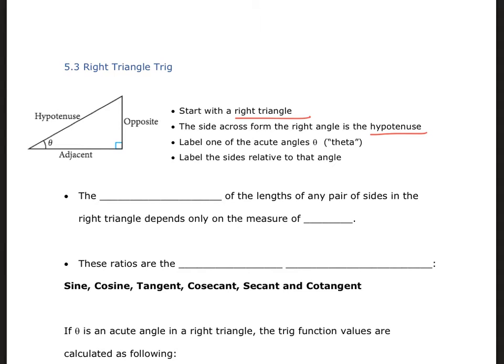So for the side that is opposite theta, we call it opposite. And for the side that is adjacent or next to theta, we call that adjacent. Okay, now getting to how we define trig function values, it is going to be based on the ratio of the lengths of any pair of sides in the right triangle. All it depends on is the measure of that acute angle theta. Okay, so these ratios are the trig functions.